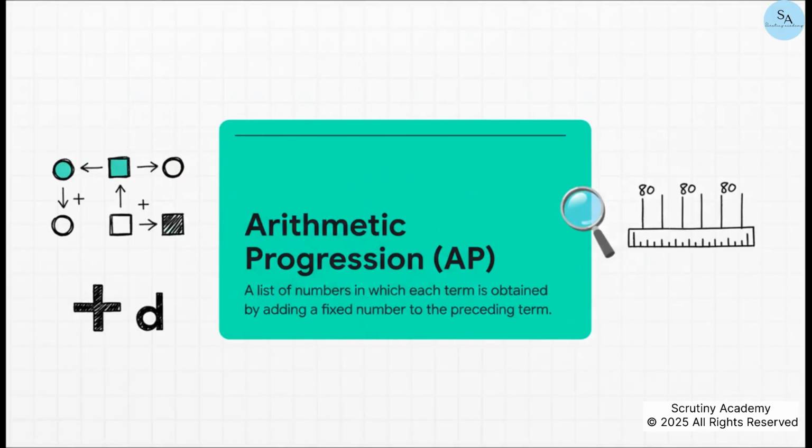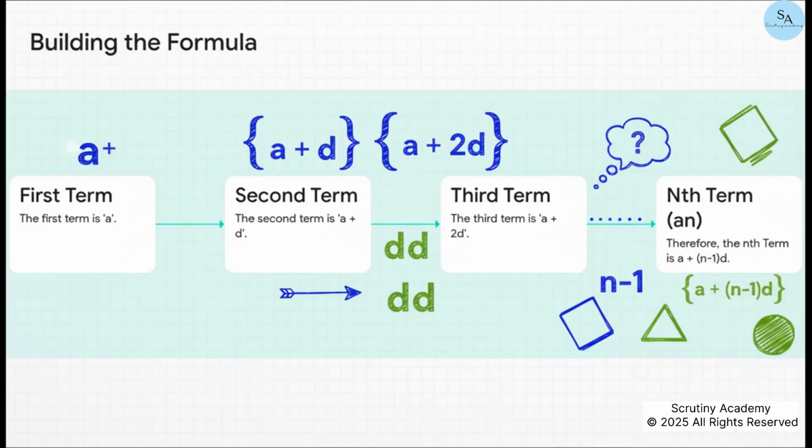So here's the crucial point. An AP is simply a list of numbers where you get the next term by adding the exact same fixed number every single time. And we call that number the common difference, or just d for short. So in our interest example, d was 80. Simple as that. Now, let's see how we can build a master formula from this.